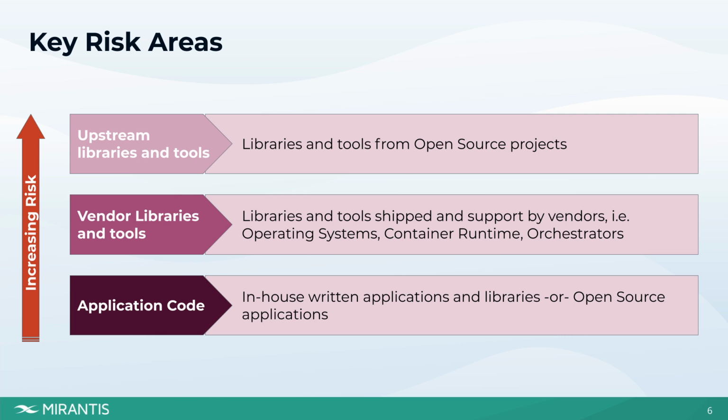Application code is the last one. This is usually the in-house written code and libraries, but could also include upstream open source applications that have been adopted. The risk here is that this code is often considered trusted and doesn't get the level of scrutiny it probably should. While the risk has always been there in the traditional software supply chains, it's typically been mitigated by software companies performing detailed security checks and extensive testing on their software before shipping it out.